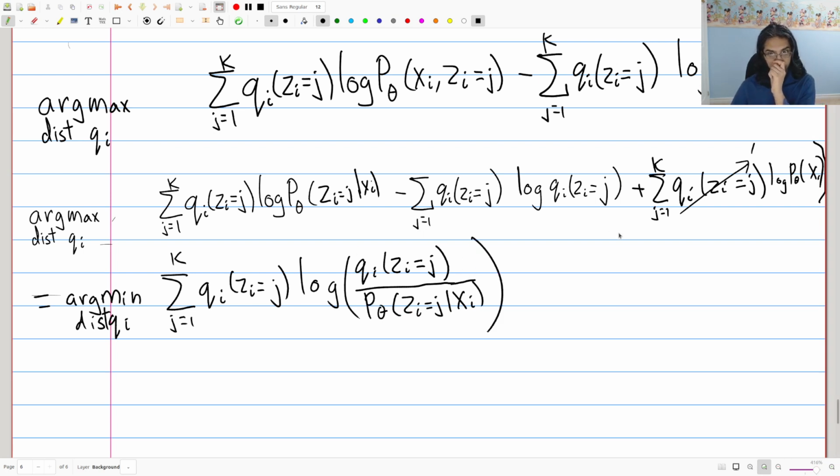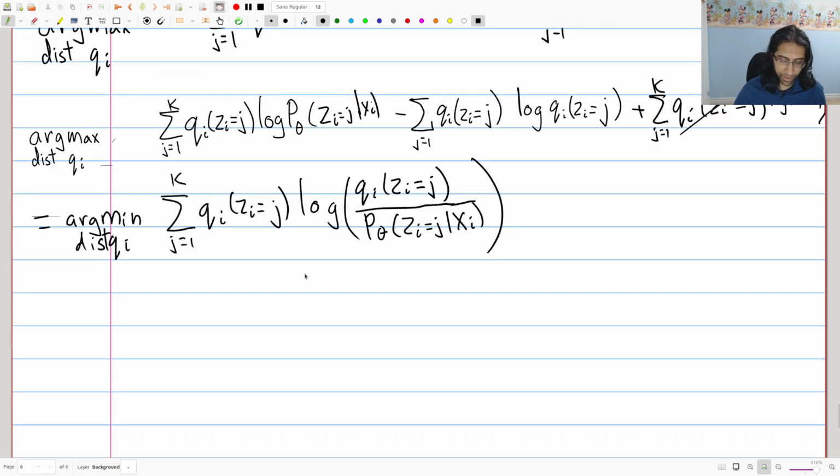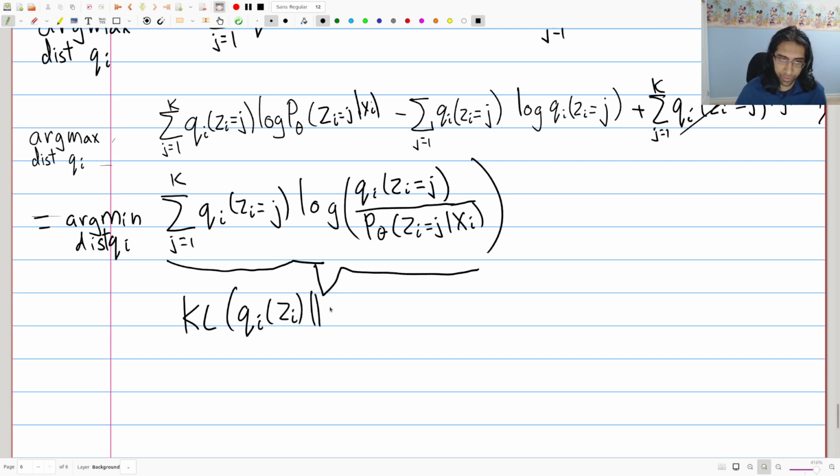Good. So hopefully you see where this came from. We just negated the thing so that this became a plus and this became a minus. And then we grouped those two terms together using standard laws of logarithms. And now the nice thing about this term right here is that it is known as the KL divergence between qi(zi) and the distribution p theta of zi conditioned on xi.